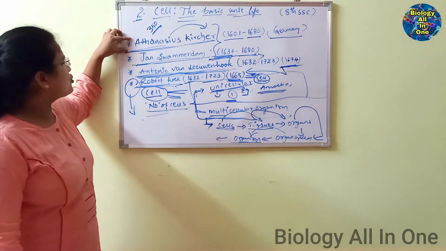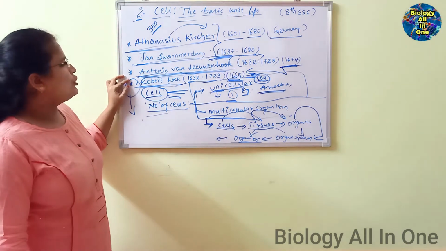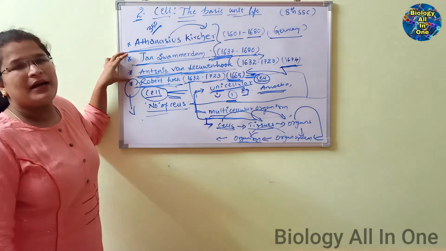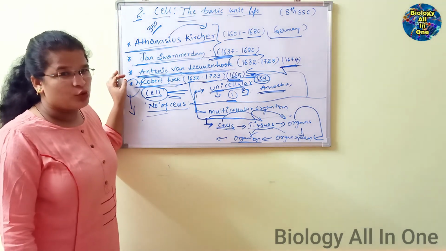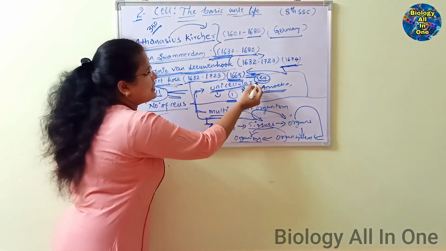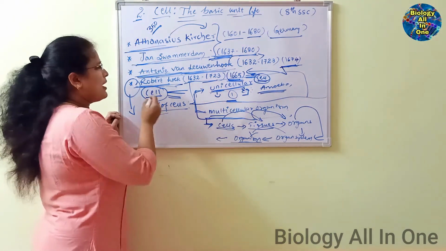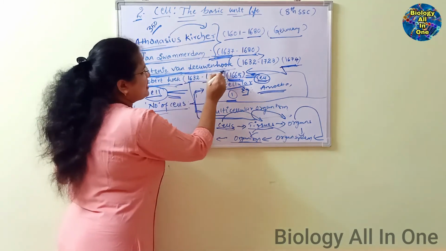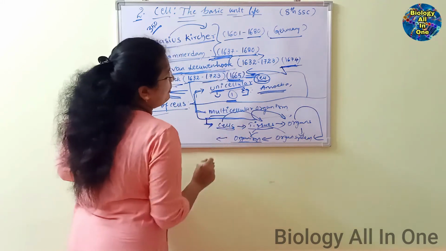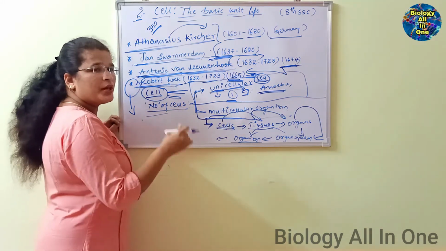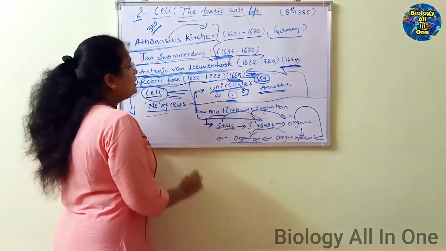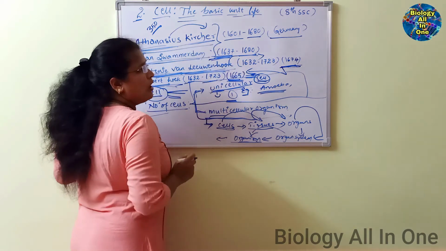Here Athanasius Kircher, Jan Swammerdam, Antony van Leeuwenhoek and Robert Hooke are the scientists who observed the microbial world for the first time in their own microscopes. But Robert Hooke is recorded as the scientist who observed the cell for the first time in his own microscope. Antony van Leeuwenhoek is recorded as the person who observed microorganisms like bacteria, protozoa, and yeast under his own microscope. Next, Athanasius Kircher also observed.